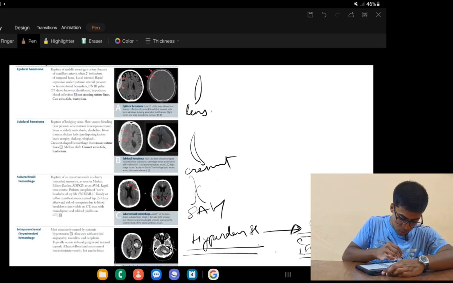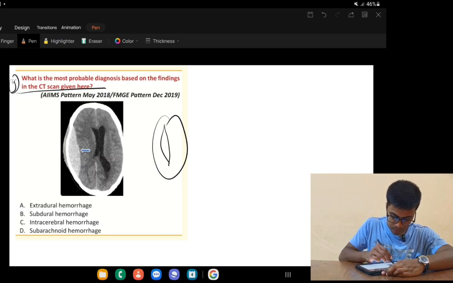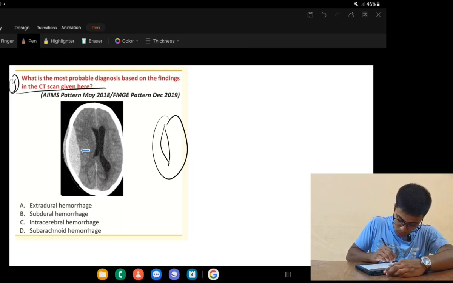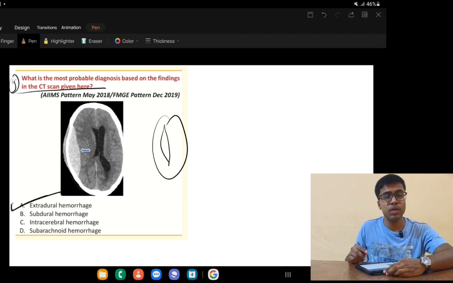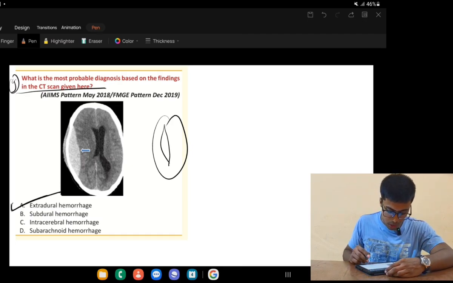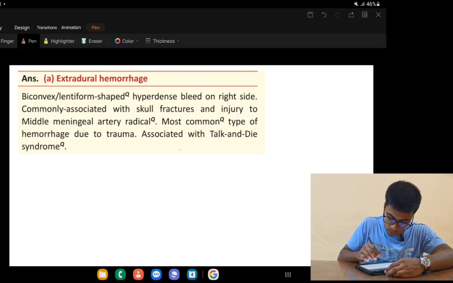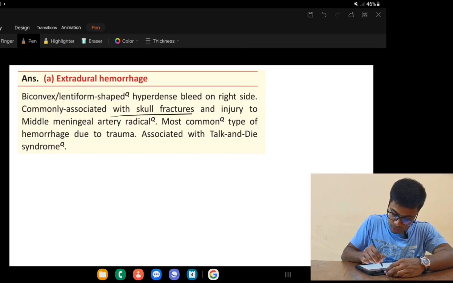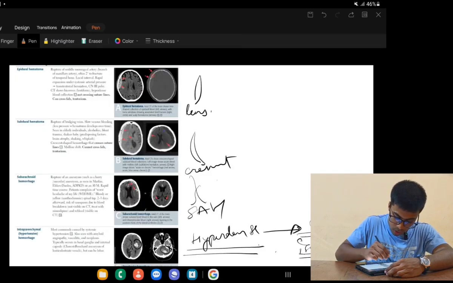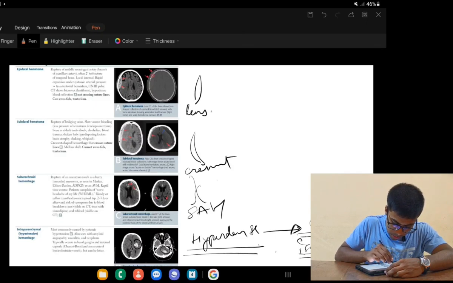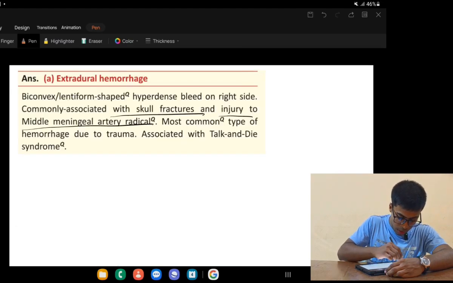Okay, so let's come to the question. What is this? It looks like a lens, so it must be epidural, but here the option extradural is given, so it is the most right answer. Extradural hemorrhage with a skull fracture, epidural. So let's see the discussion. Most common type of hemorrhage due to trauma, talk and die syndrome, skull fracture and injury to the middle meningeal artery. So epidural, lucid interval, and the maxillary artery branch, rupture of the middle meningeal artery. Same happens in both, so extradural or epidural.